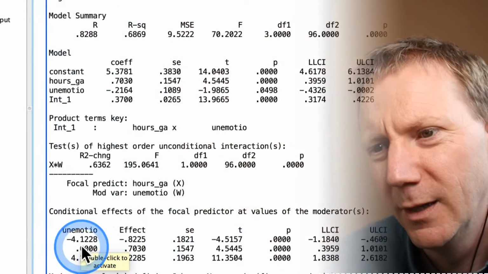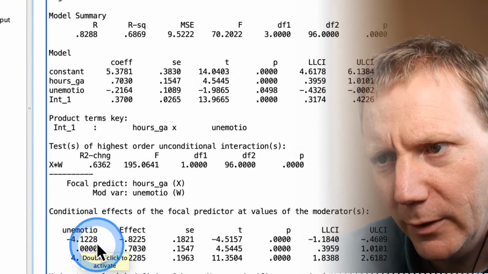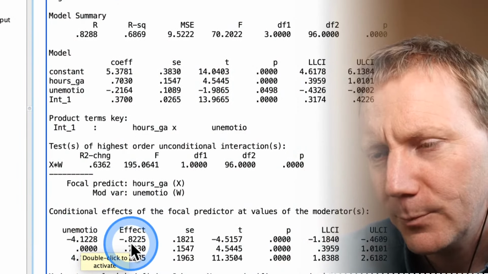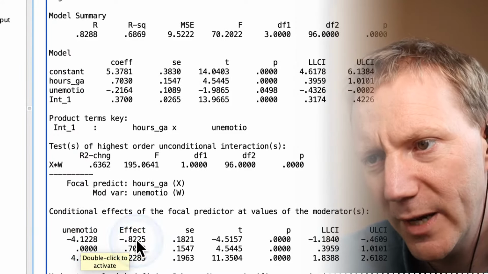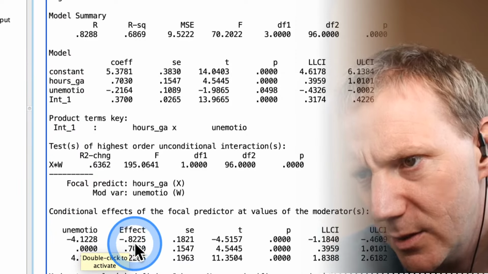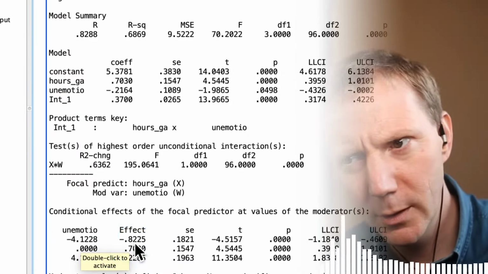So going back to your point, and someone else can chip in. Yes, you're at one standard deviation below what again? The mean of what? The moderator. Exactly. So one standard deviation below the moderator. Sorry, we can't see the screen. Oh, sorry. So one standard deviation below the moderator value, the relation between hours spent gaming and aggression is minus 0.82. So that would be the slope of the... Exactly, that is exactly the slope.